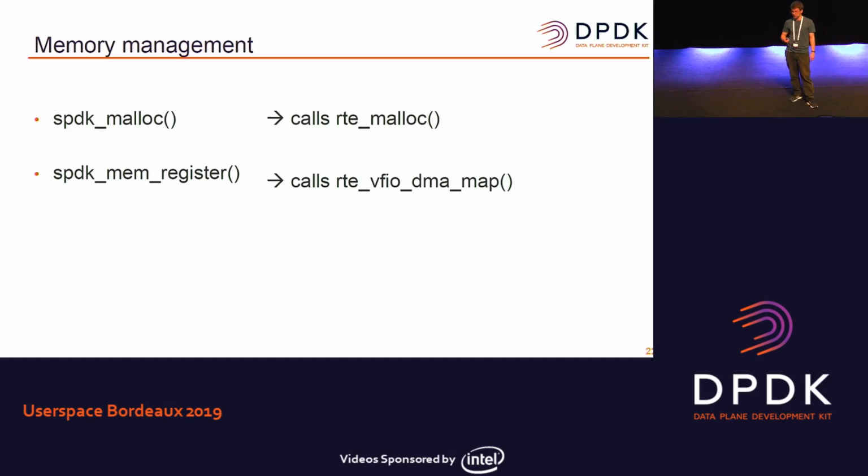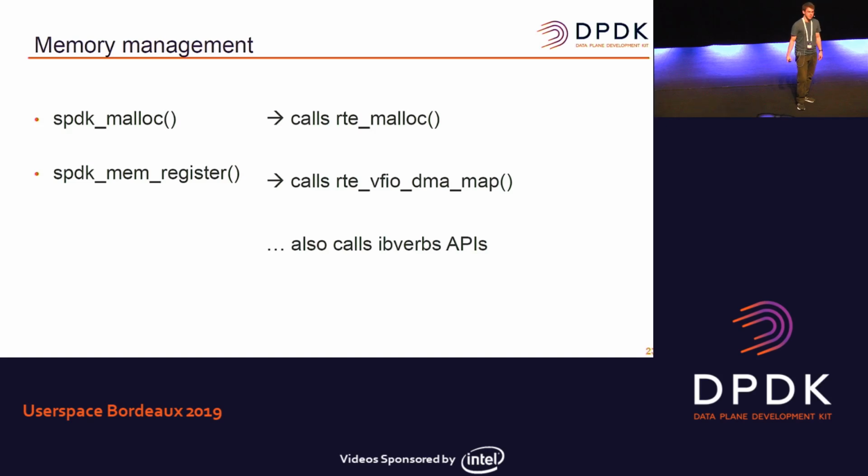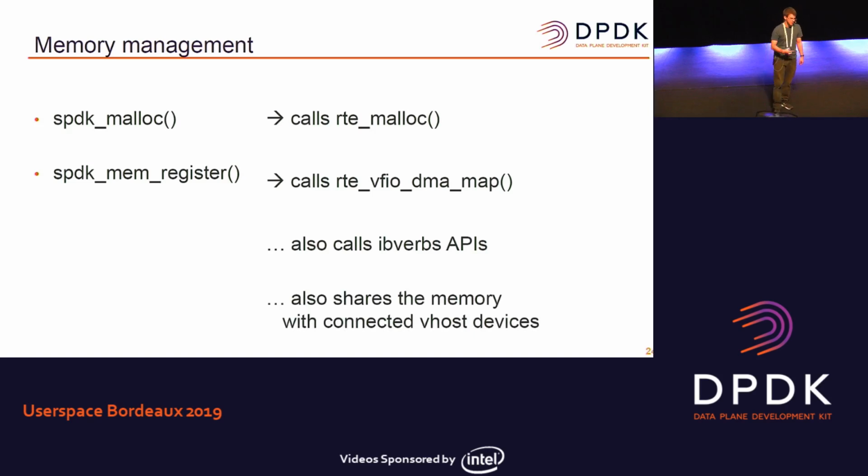And it calls RTE VFIO DMA map from DPDK, which makes the memory DMAble for local PCI devices. But it also calls some IB verbs APIs to make memory available to RDMA, and also shares the memory of connected vHost devices, so that the memory is DMAble in a separate process, a separate SPDK vHost process, for instance. Right, so we already start to see some differences between SPDK and DPDK. Yeah, and even if we consider just PCI DMA, SPDK memory register and RTE VFIO DMA map still have slightly different behaviors. For instance, RTE VFIO DMA map will immediately fail if it's called while there are no PCI devices attached by DPDK, which is a limitation of the underlying kernel VFIO interface, and it's understandable for DPDK to have such a limitation as well.